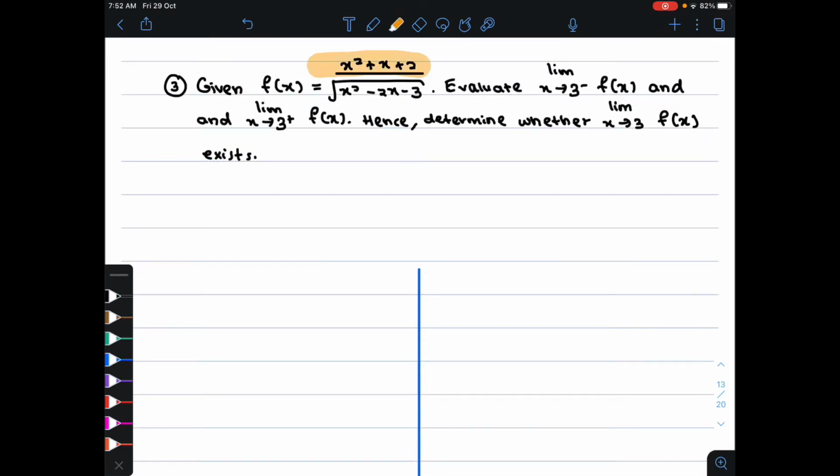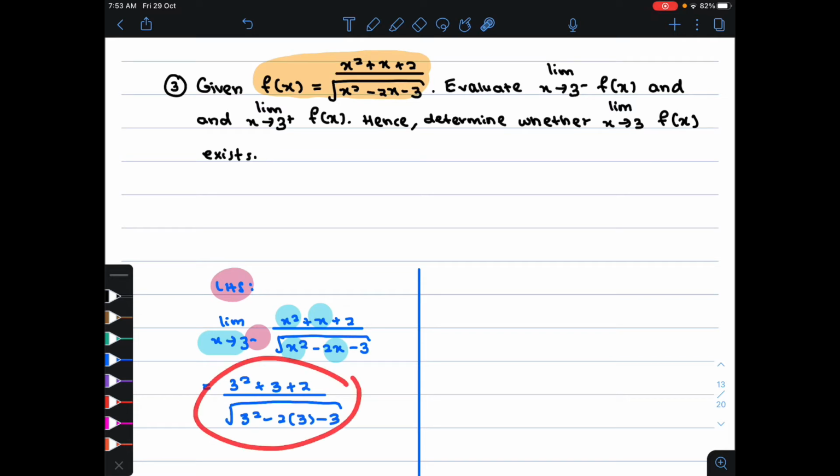For question 3, we are given this f(x). We need to evaluate the limit from the left hand side and the limit on the right hand side, and hence we need to determine whether the limit as x approaches 3 exists. Left hand side means you need to put the negative sign. So if you substitute x equal to 3 into the numerator, you will get this, and using calculator this is 14, and this one right here will give you 0.